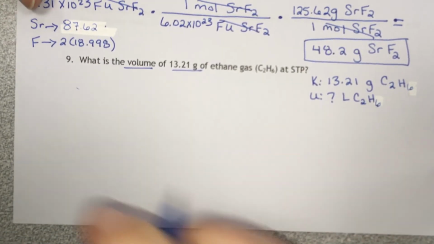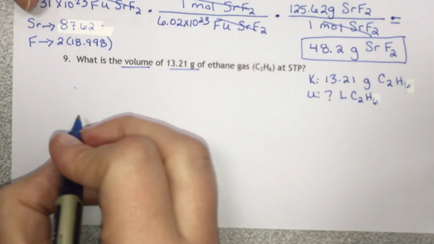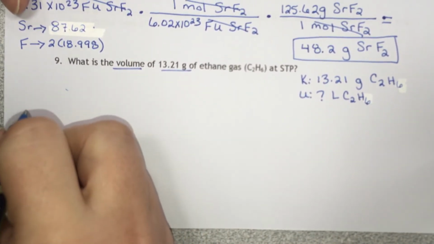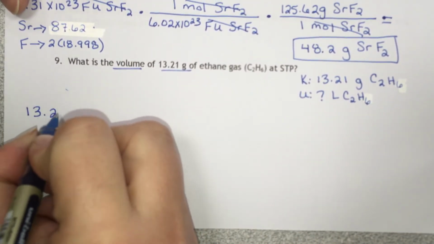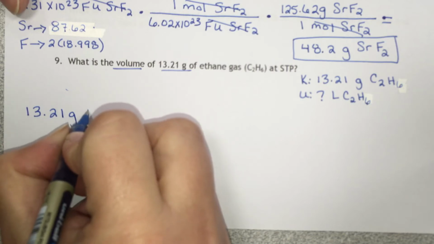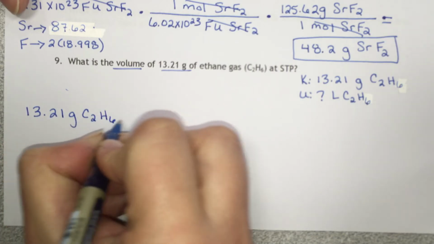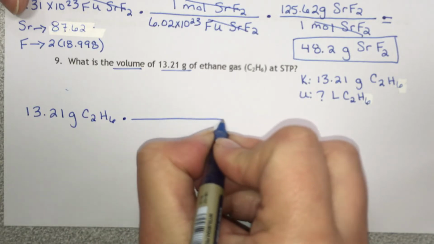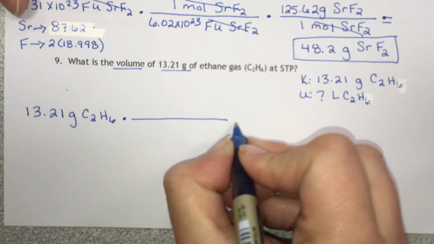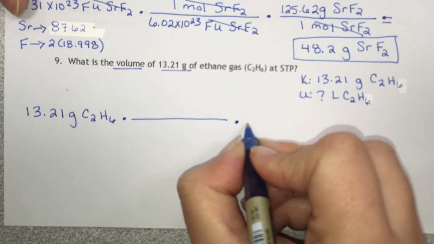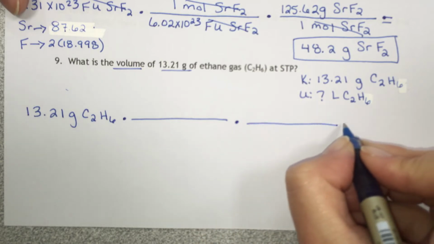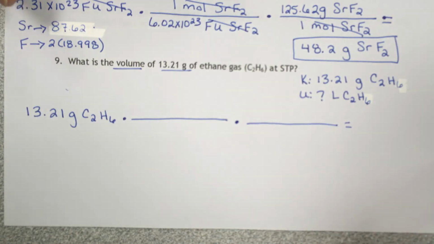Okay, now let's just write it out. We have our known, which is 13.21 grams of C2H6. We need to convert to moles, then liters, and we're done.